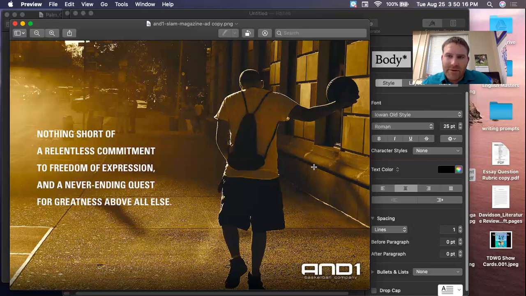The next thing I'm going to do is try to find some patterns within those observations, and I've already kind of started doing that. Relentless, never-ending, above all else: those are very extreme words that they kind of go with. You have the iconography, of course, the evening or the early morning. So he's been doing this for a long time.